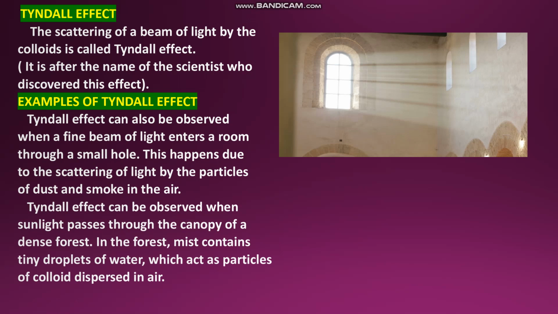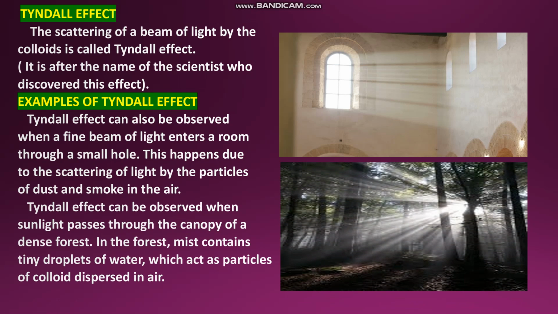Already you have seen the example, liquid dispersed in gas. One of the examples is mist. So in this, these water droplets, liquid particles, are dispersed in the air, that means gaseous medium. So these water droplets scatter the beam of light. So we can see the path of the light. These are the two examples for Tyndall effect.